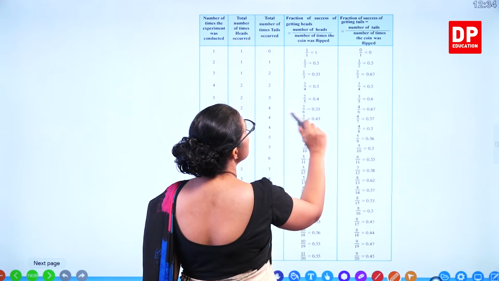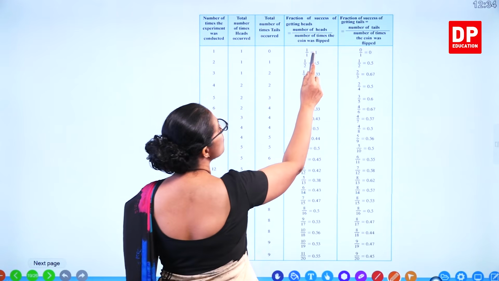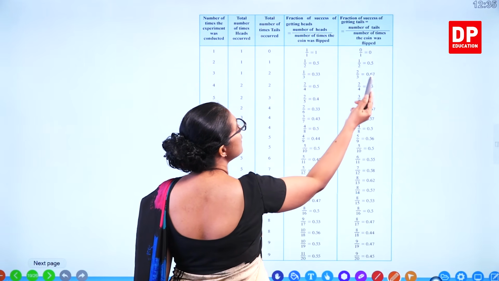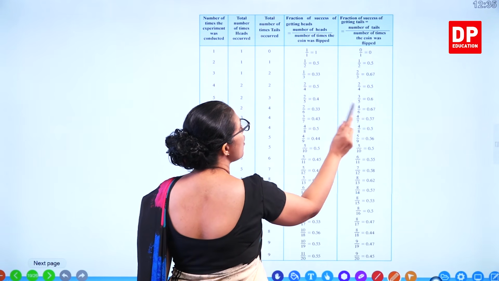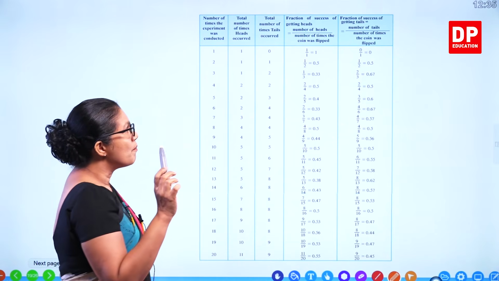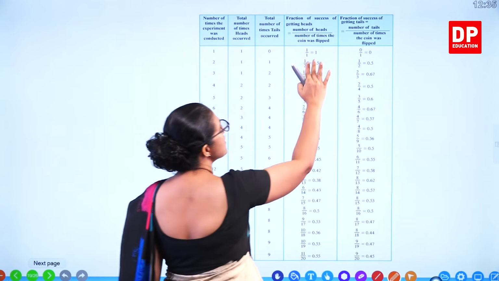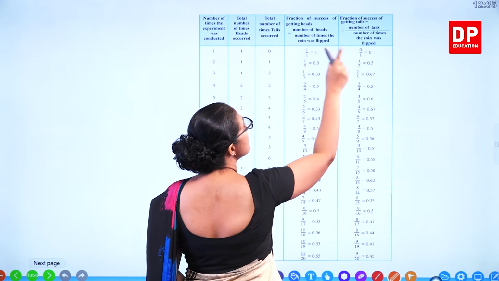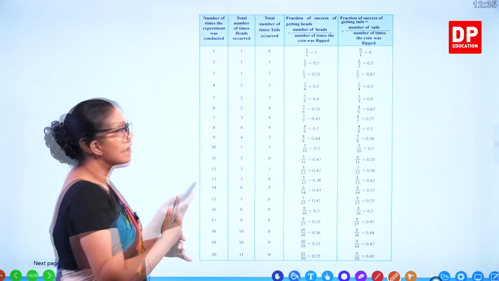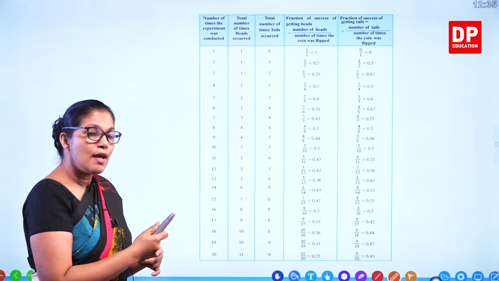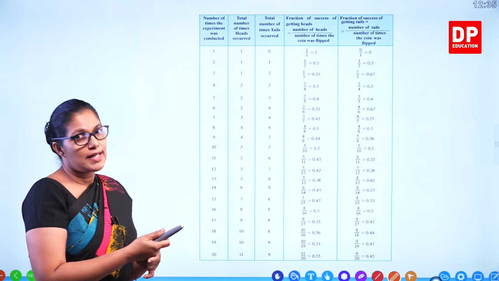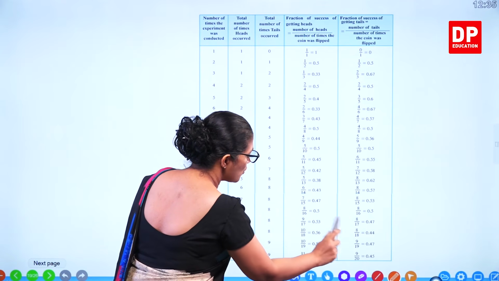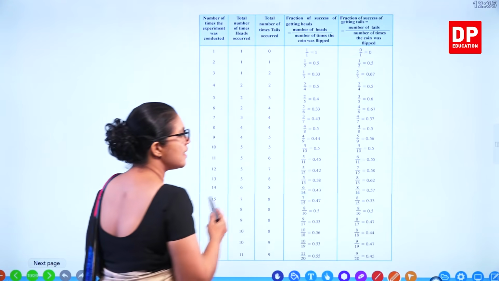Here, heads and tails. Now what you observe here: if this is 1, this becomes 0. If this is 0.5, then 0.5. 0.33, then 0.67. So what do you observe? When you add both together, that's 1. So if you want this event, you take 1 minus the other. If the probability of an event is P, what's the probability of not getting that event? 1 minus P. So clearly we see that when you subtract from 1, you can get these values.